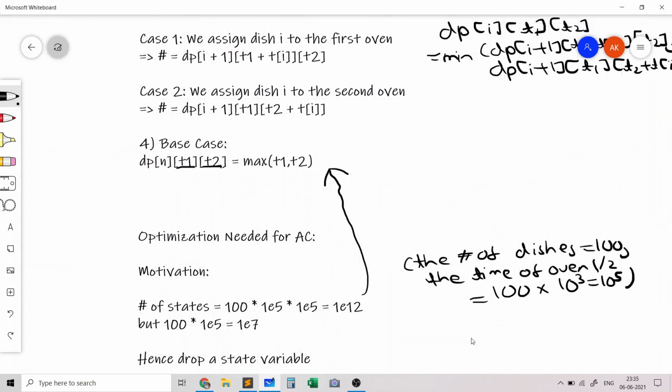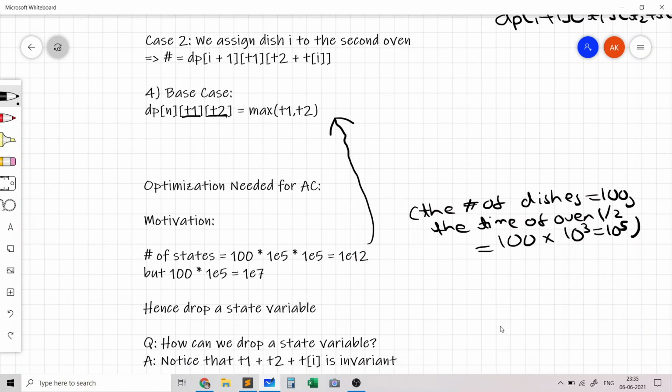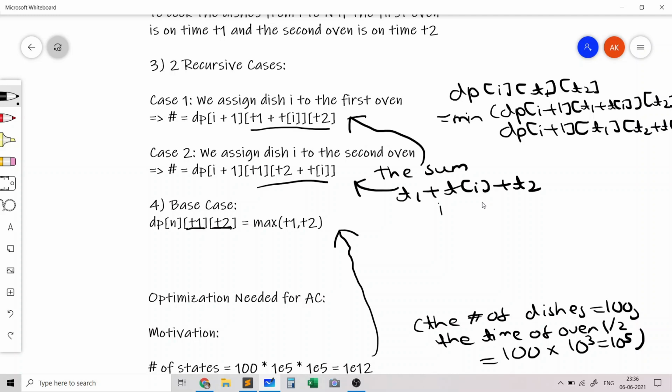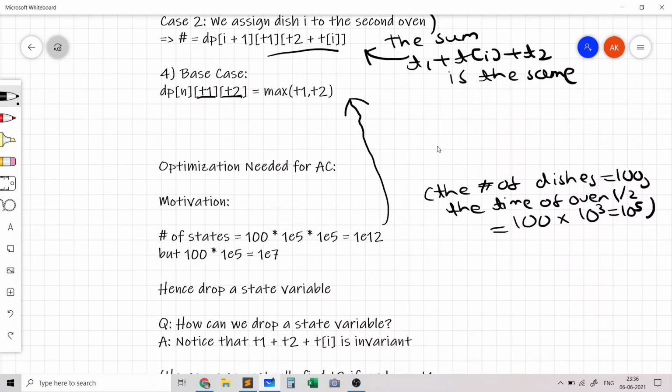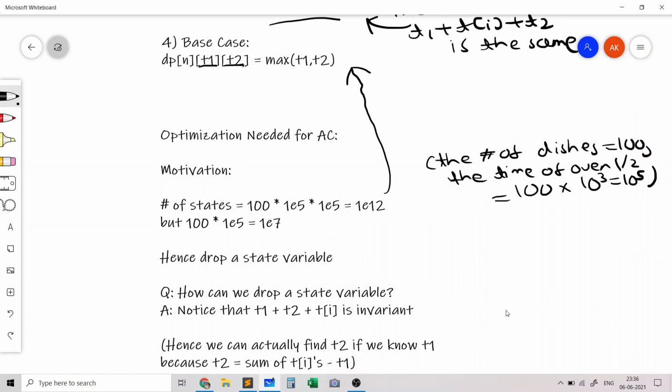We just need to drop a state variable. We just need to remove either of T1 or T2, and then our solution would pass the time limit. Now how do we drop the state variable? The idea is simple. Notice that in both cases, case 1 and case 2, the sum T1 plus T of i plus T2 is the same in both of the cases. So it basically remains invariant. And based on that fact, we can easily figure out T2 if we know T1. And this is the key idea.